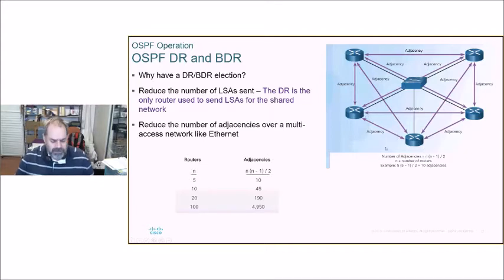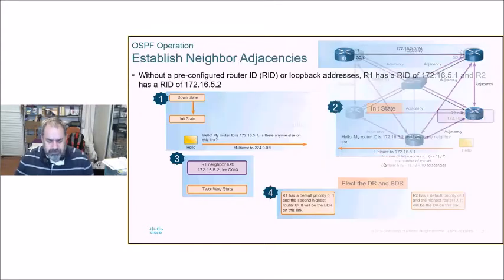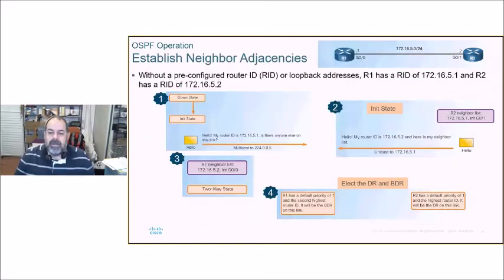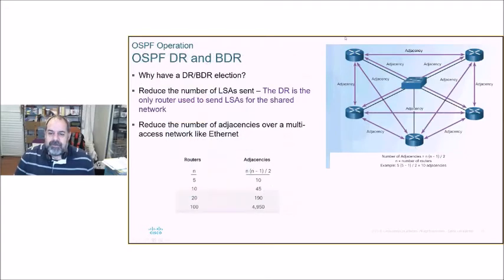for the, was it two-way state? Yeah, two-way, between each other, but they have a full adjacency with the DR and BDR. And so then, if one of the routers notices a change, it will tell the DR, and then the DR will tell everyone else. So the DR will talk to that one, and that one. And so it makes it a lot more efficient. So that's why we bother.